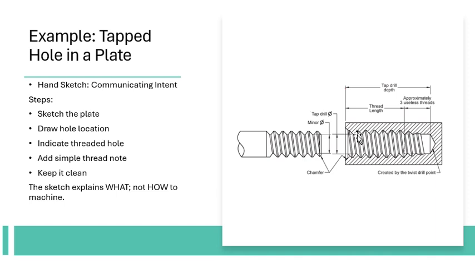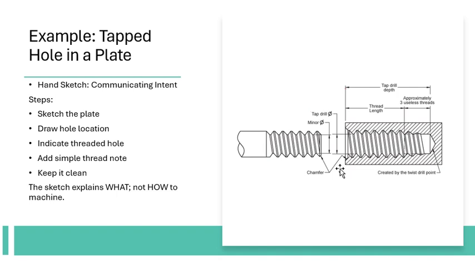So anyways, example: a tapped hole in a plate. It looks like this, and this is kind of a drawing in detail. You have a sketch of the plate, and of course you draw the whole location, indicate the threaded hole, okay, like that, and then add the simple thread note, okay. So those are the things that you can do.